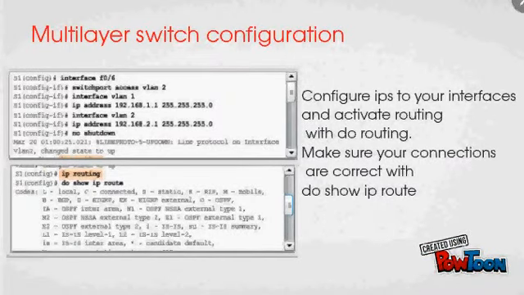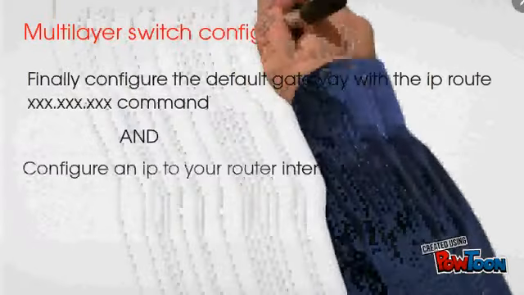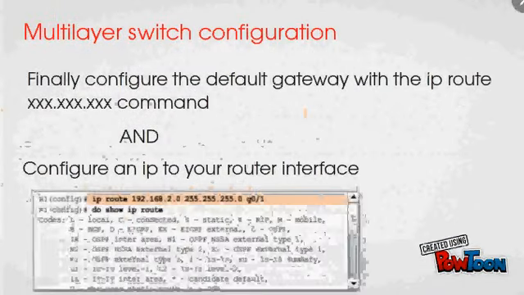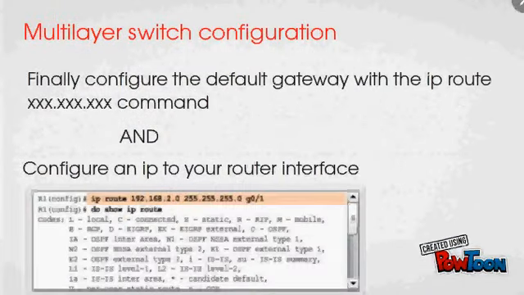The following commands are useful to configure IPs to your interfaces and activate routing with the ip routing command. Make sure all your connections are correct with the do show ip route command. Finally, configure the default gateway with the ip route command and configure an IP to your router interface. This should enable the connection.